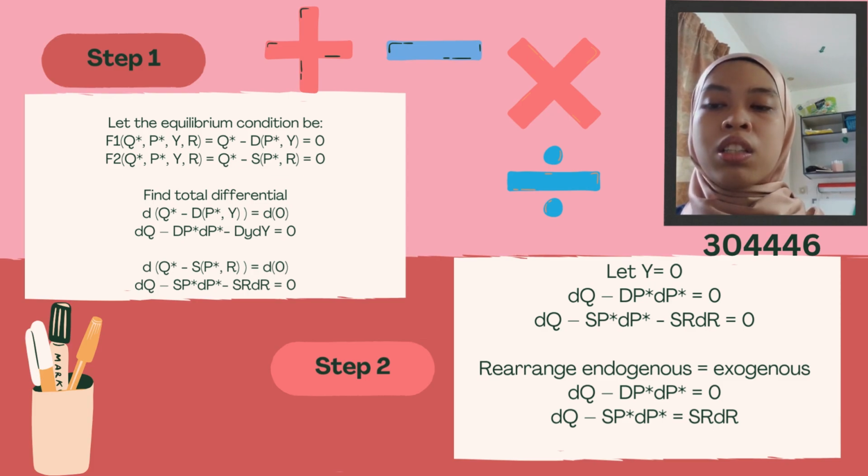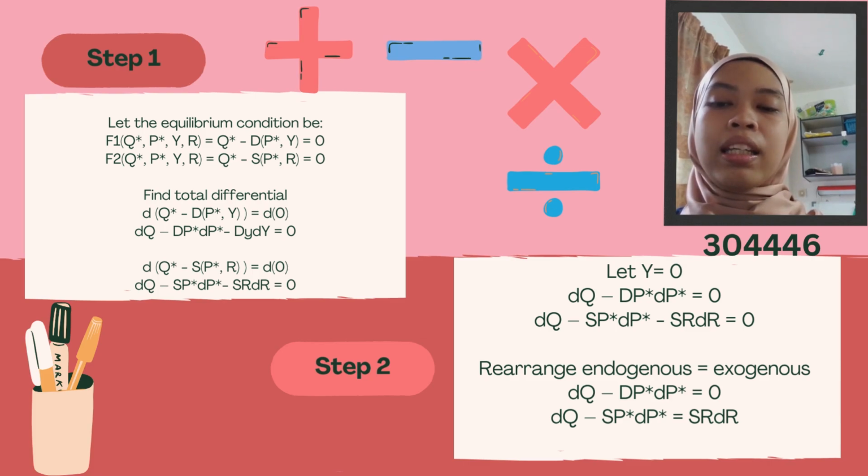we have to write the equilibrium as equations. So we have two implicit functions. The first one is F1(Q star, P star, Y, R) equals Q star minus D(P star, Y) equals 0. And the second one is F2(Q star, P star, Y, R) equals Q star minus S(P star, R) equals 0. For the second step, we have to find the total differential. The first total differential is dQ minus D_P dP star minus D_Y dY equals 0. And the second total differential is dQ minus S_P dP star minus S_R dR equals 0.